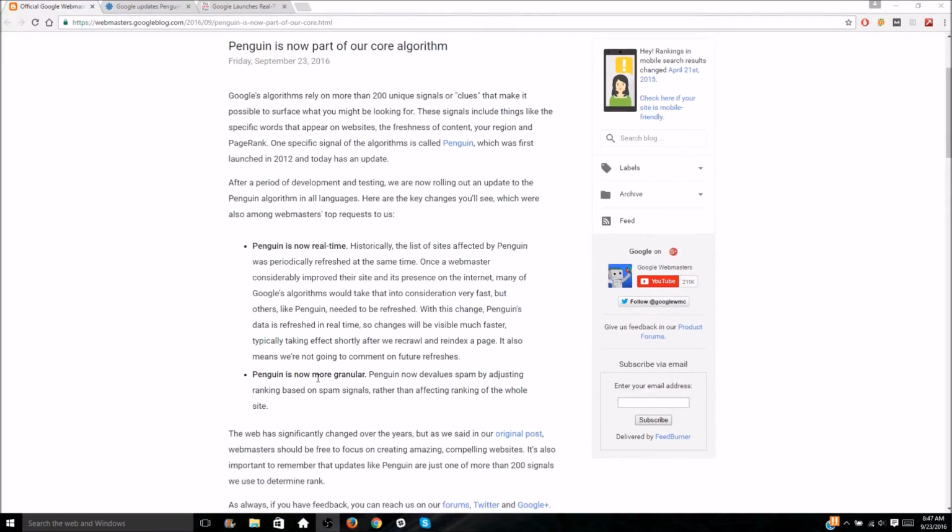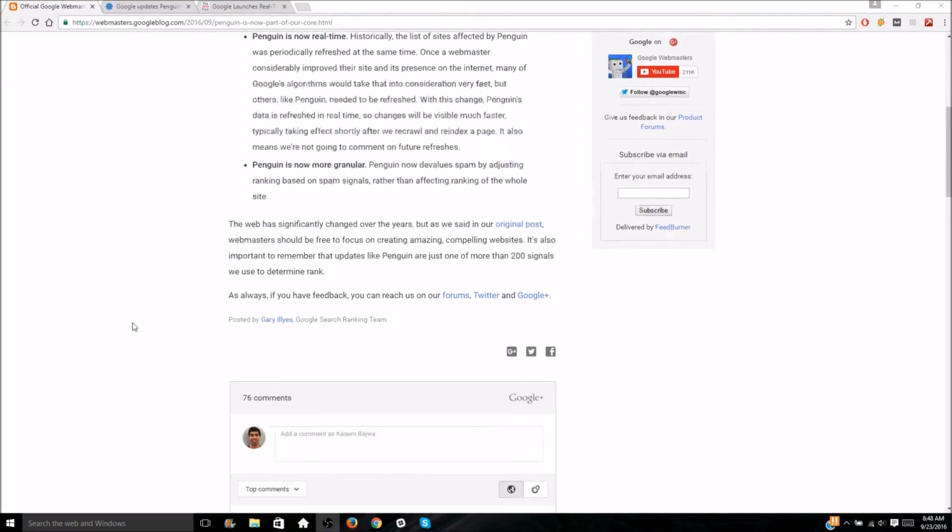It also says that Penguin is now more granular. What that basically means is it's not going to affect the whole site, but rather certain areas of the site, a certain amount of pages, not one or two specific pages. I'm not 100% certain on what that exactly means, to be completely transparent with you guys. But from what I've seen and read so far, it's not going to be one specific page and it's not going to be the whole site. It's going to be granular, whatever that even means. That's basically all they really said themselves.